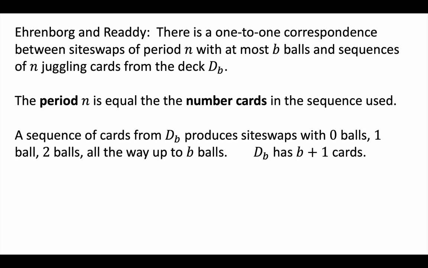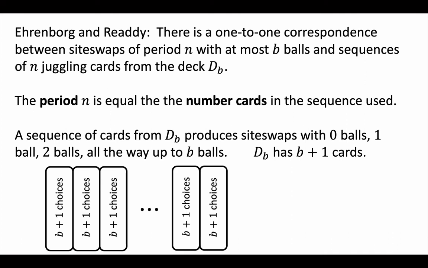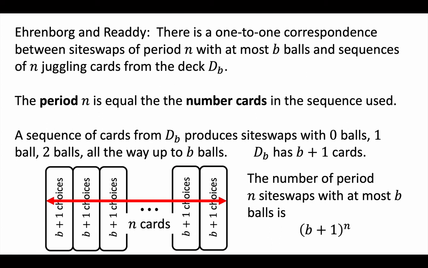So if we're going to lay out n of these cards, we'll have B plus 1 choices for the first, for the second, for the third, and all the way out to card number n. We have n cards overall that we need to make a selection for, so the number of site swaps is simply the product of n factors of B plus 1. The number of period n site swaps with at most B balls is B plus 1 to the nth.